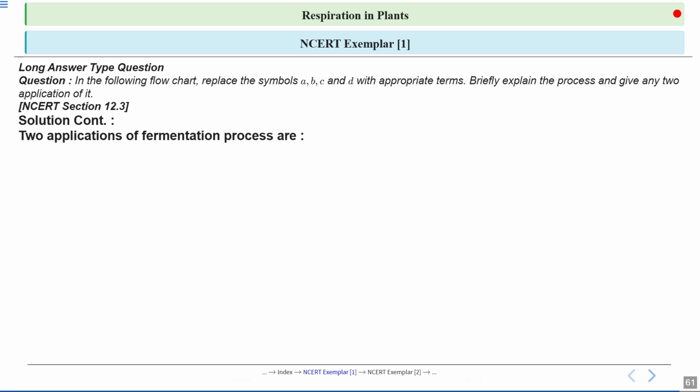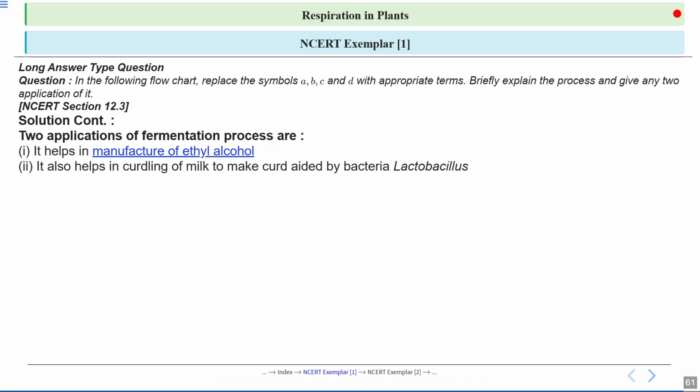Now let us look at some applications of this fermentation process. First is manufacture of ethyl alcohol or ethanol. This is important for making alcoholic beverages and also for producing biofuels. And the second application is the curdling of milk to make curd. And this is aided by the bacteria Lactobacillus.